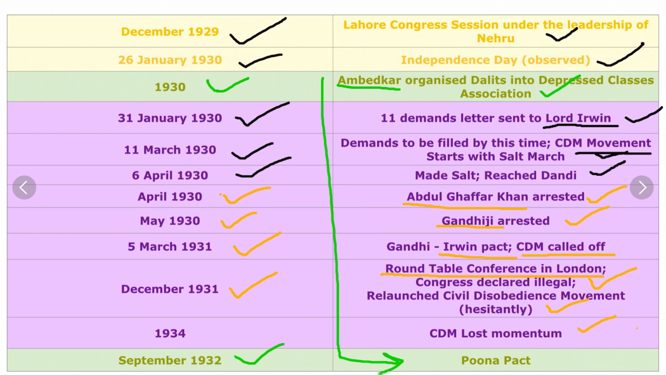Later, there were a series of movements that were conducted, such as the Quit India Movement by Mahatma Gandhi on 9th August 1942 during World War II, demanding an end to British rule in India. Finally, on 15th August 1947, India got its freedom from the British.